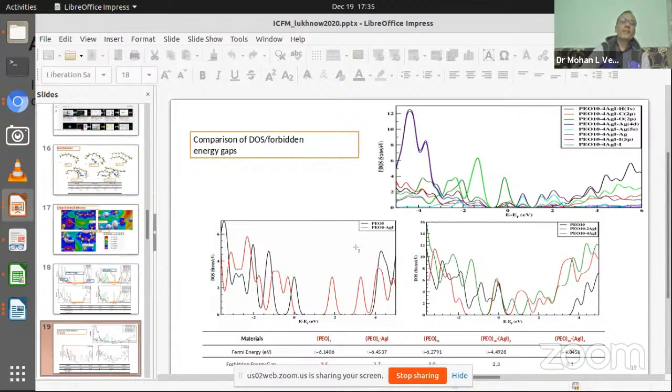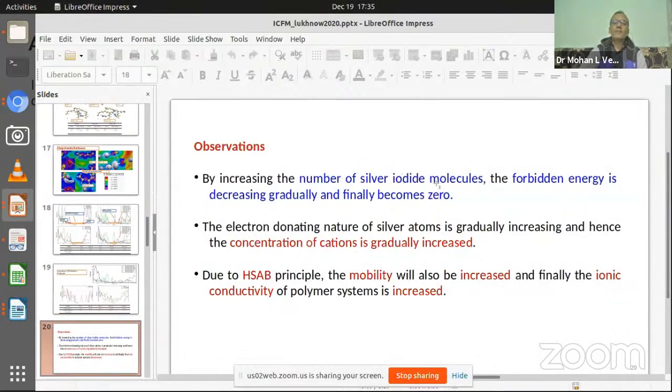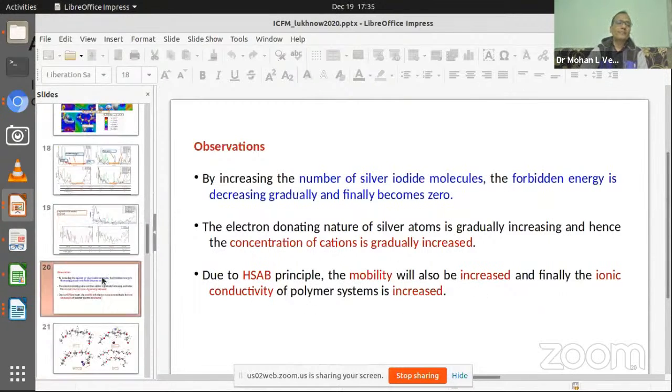In order to calculate the ionic conductivity directly, we need to study molecular dynamics simulation. That is a separate study, which is not presented here. Now the conclusion: by increasing the number of silver iodide molecules, the forbidden energy gradually decreases and finally becomes zero. The electron donating nature of the silver atom gradually increases, and hence the concentration of cations gradually increases. Due to the HSAB principle, the hard soft acid base principle, which is based on the size of ions and the interaction between anions and cations, the mobility will also increase, and finally the ionic conductivity of the polymer salt is increased.